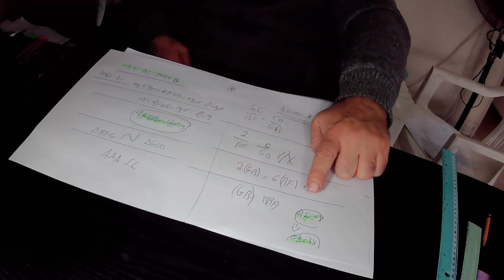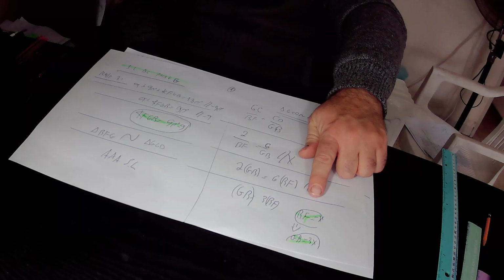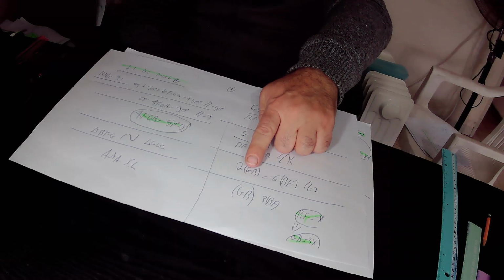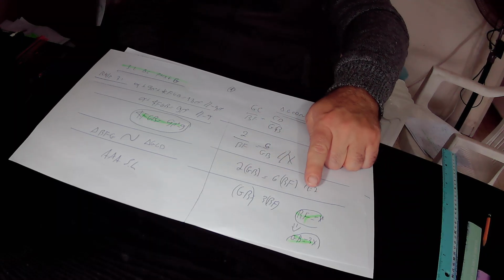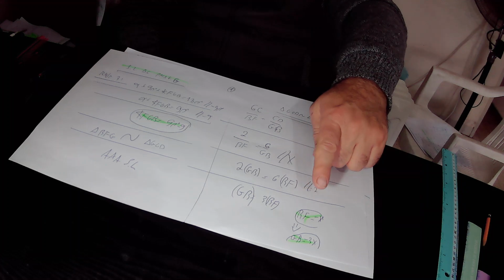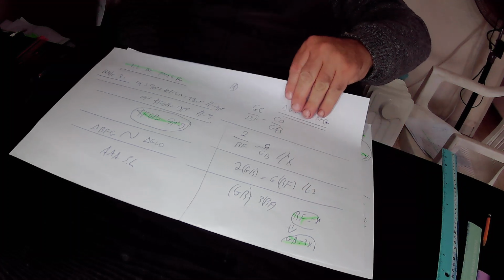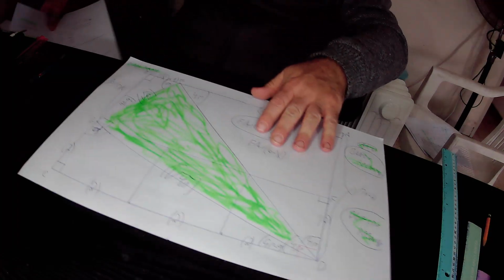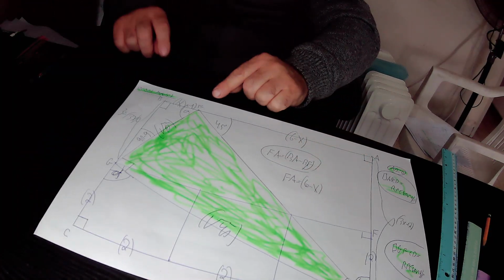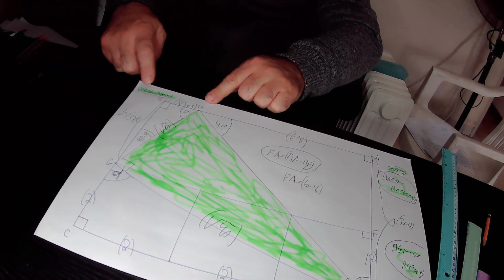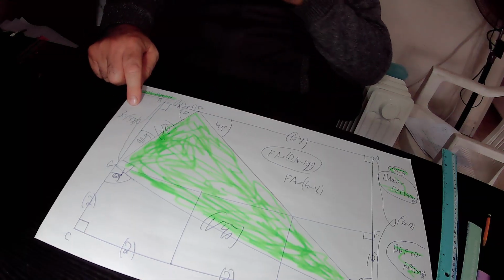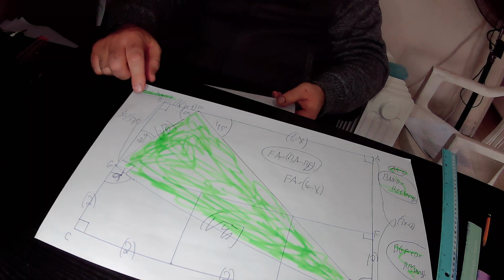So if we define the length of side BF as x, then according to this equation, GB will be equal to 3x. So if BF equals x, then GB must be equal to 3x. Again, define this side BF as x, and therefore GB must be equal to 3x. Okay.